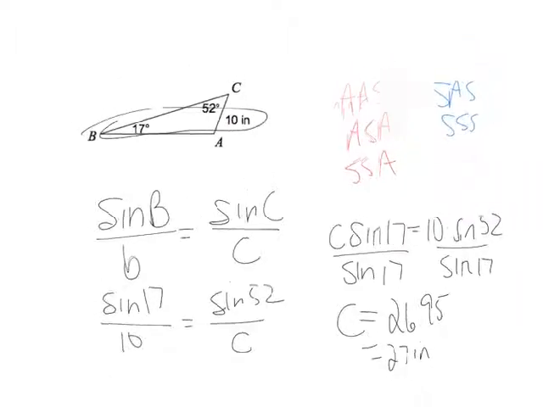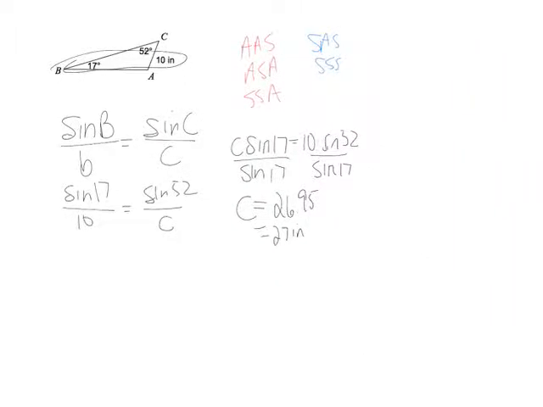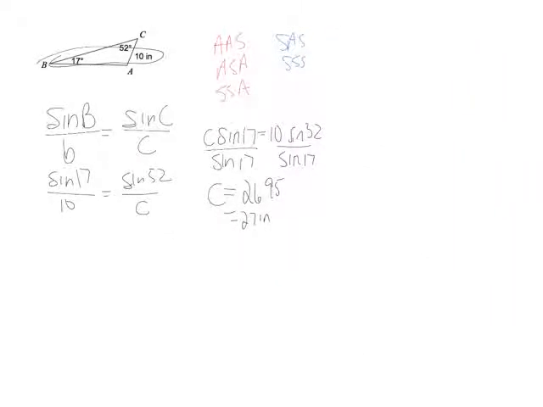I didn't realize I was going to make all of that smaller, but that's okay. So that was side C. Then you want angle A, but angle A is very straightforward, right? The measure of angle A equals 180 minus the 52 and the 17. And we get 111 there.